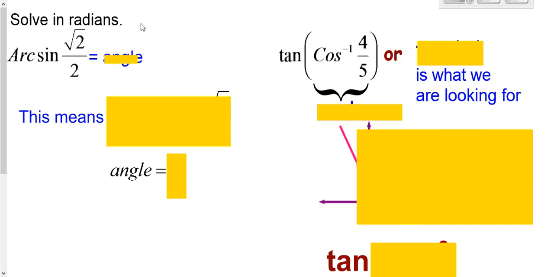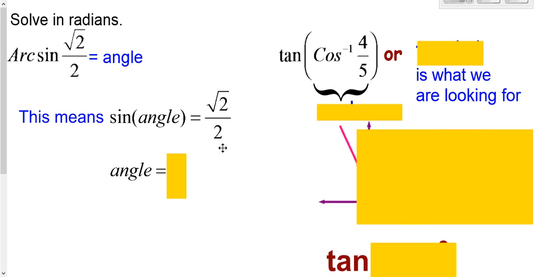Here, we need to solve this one in radians. It's an inverse sine or arc sine, which means it's representing an angle, some unknown angle. Now, it might be easier for you to think of it like this. It means the sine of some unknown angle is root 2 over 2. And you need to limit yourself to quadrants 1 and 4. So where in quadrants 1 and 4, because it's inverse sine, is sine equal to root 2 over 2? And that is pi over 4. We're writing down pi over 4 versus 45 degrees because our directions up here say in radians.